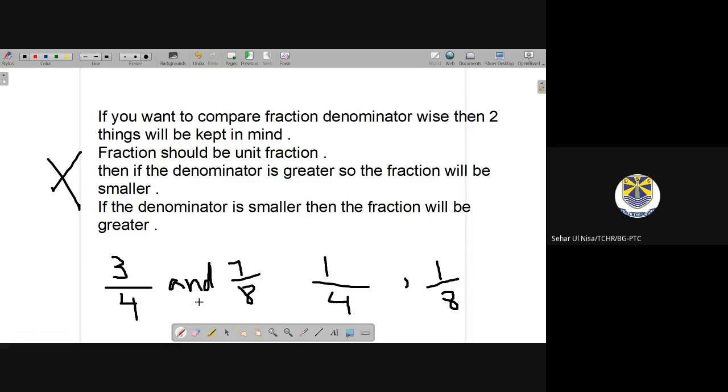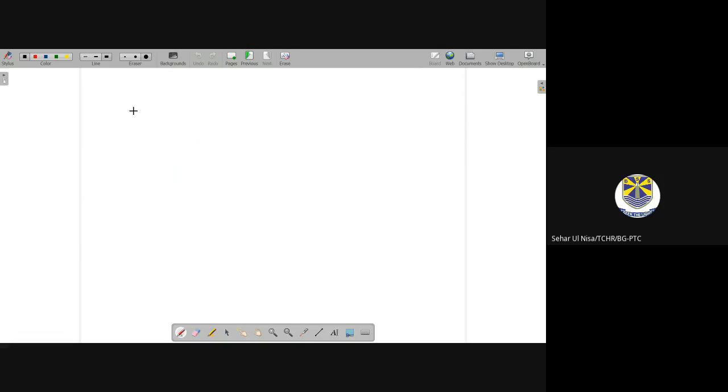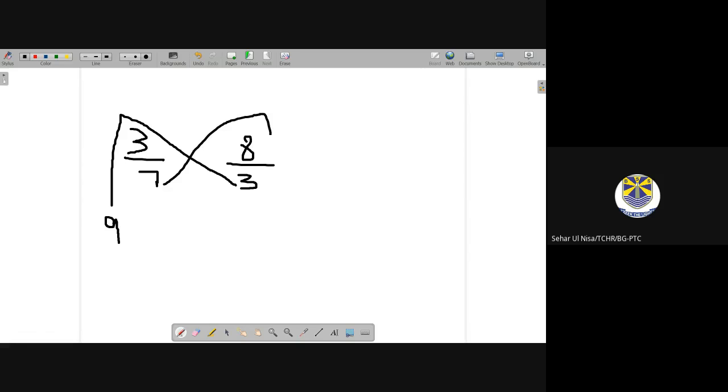You have to compare it with the butterfly method. So what is the butterfly method? For example, it is 3 by 7 and 8 by 3. If there are two fractions you want to compare, you will multiply crosswise. 3 threes are 9, so you will write 9 over here. 7 eights are 56. So this fraction 8 by 3 is greater, so you will write this sign. Is that clear? No, teacher, I can't understand it.